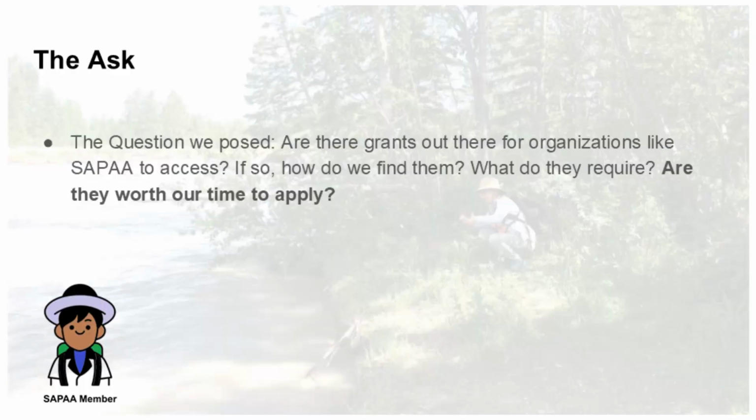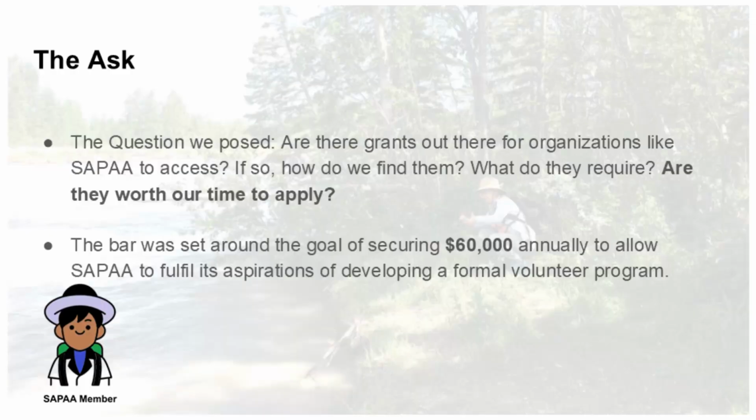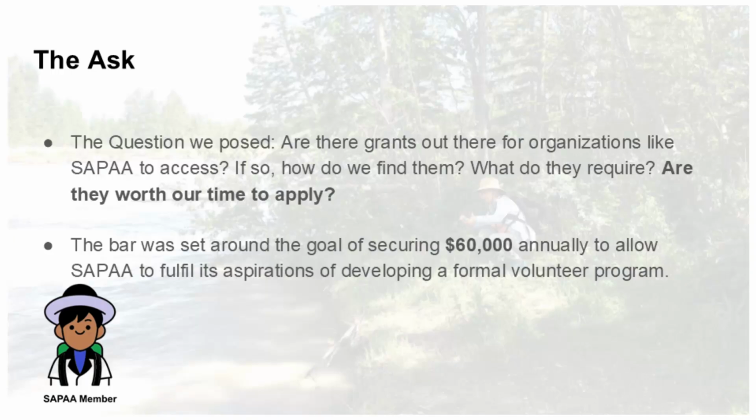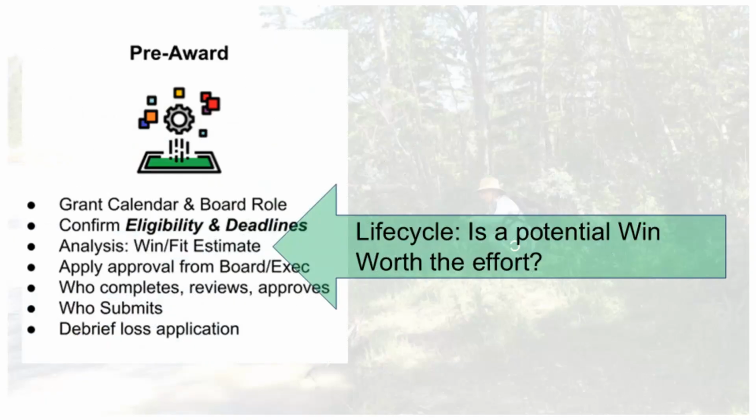To put the viability of a funding program to the test, we commissioned yet another student group to do an analysis of the current grant landscape. This time, 2 students from Ontario universities, and we posed the question, are there grants out there for organizations like SAPA to access? If so, how may we find them? What do they require? And are they worth our time to apply? Based on our previous findings, we set the bar at about $60,000 to ensure financial viability.